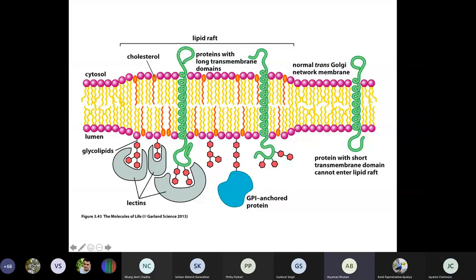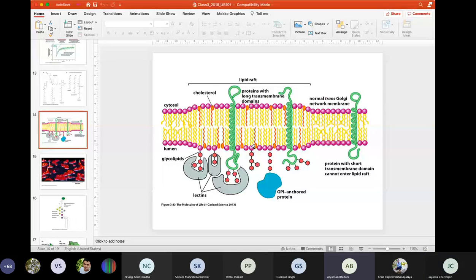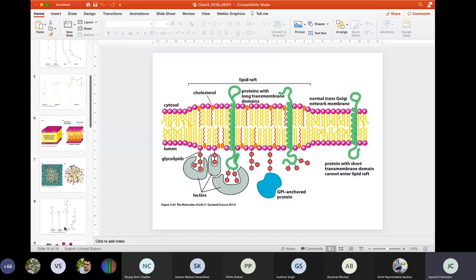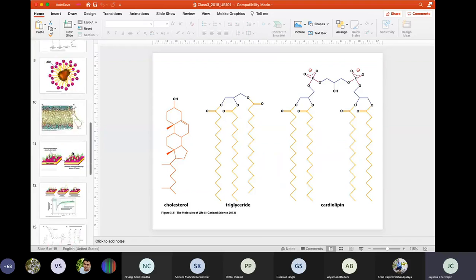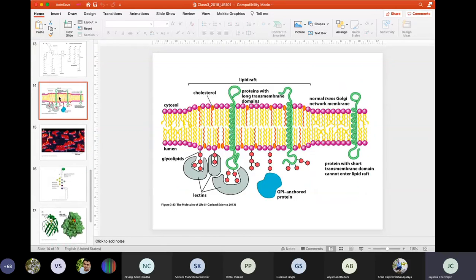What causes the difference in the height or the thickness? That's a good question. It has been seen that in this lipid raft region, there are lipids called sphingomyelin. Let me check. No, I think there are sphingomyelin kind of lipids. They look different than the regular lipids, and that causes the thickness.